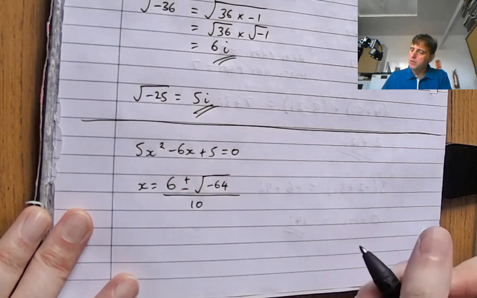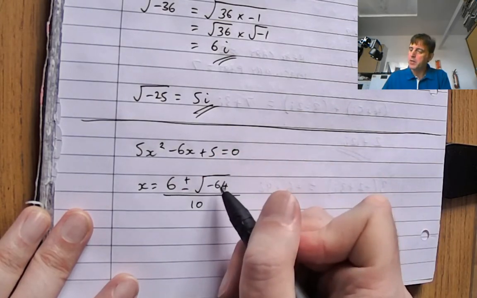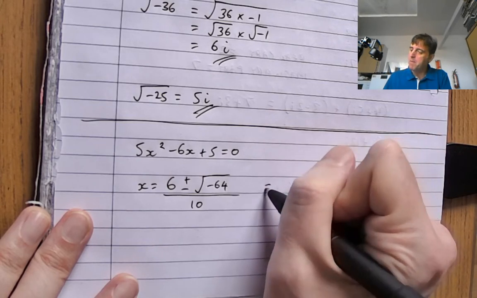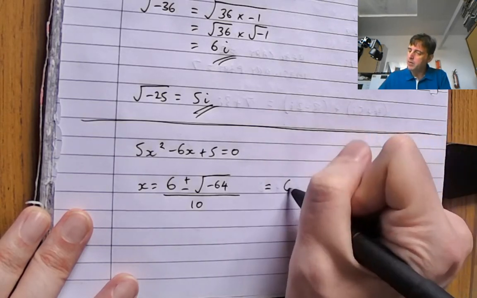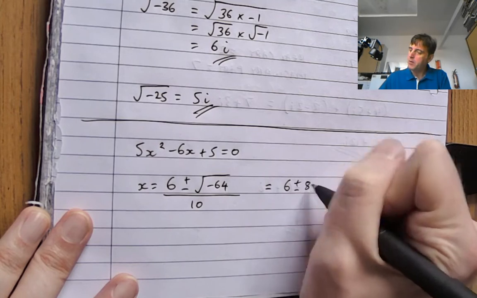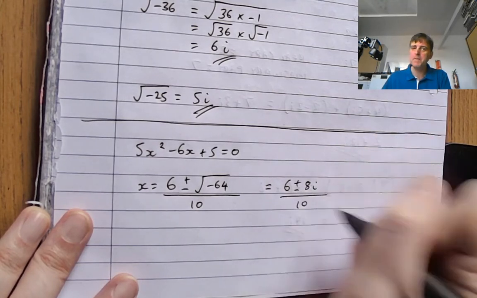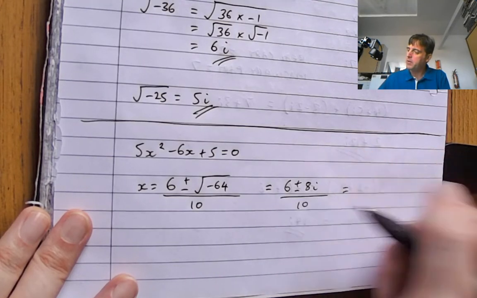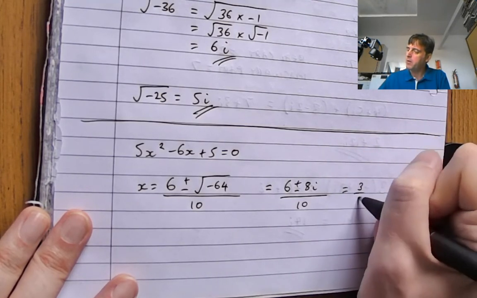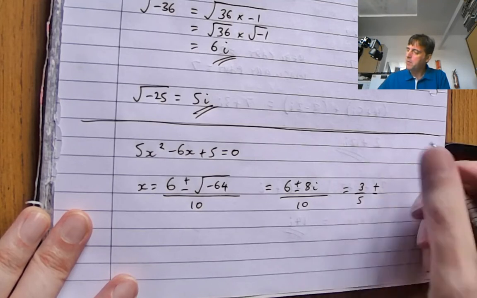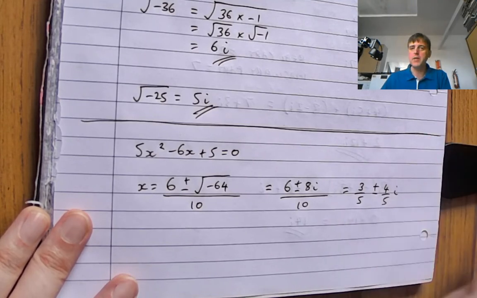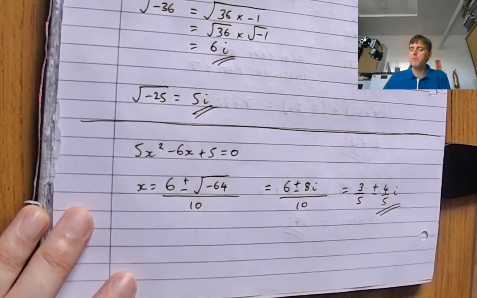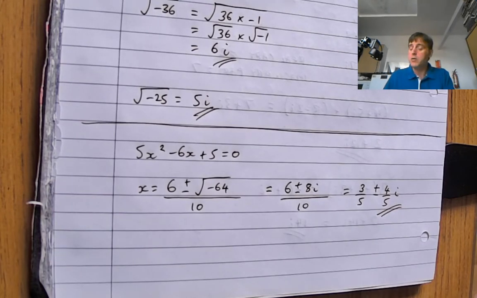Now, of course, the square root of negative 64, as we've just seen using our new symbol i and imaginary numbers, we can write as 8i. So the whole thing becomes 6 plus or minus 8i, over 10. A tiny bit more simplification means we end up with 6 over 10, which can be written as 3 over 5, plus or minus 4 over 5 times this number i. So there are the solutions to our quadratic equation using this symbol i and imaginary numbers.